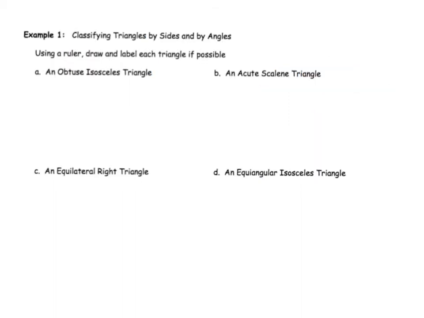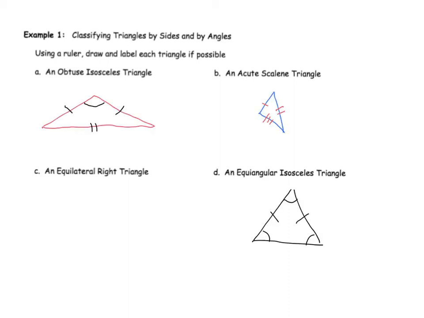So example 1, classifying triangles by sides and by angles. Using a ruler, draw and label each triangle if it's possible. Pause and draw away. All right, so hopefully you actually did pause it and you probably did the first one. Okay, that was pretty easy. And you probably did the second one. And then you got here and you said, I don't know about that. So you skipped it and then you did the last one. Okay, so probably everyone's got a nice little blank right here.